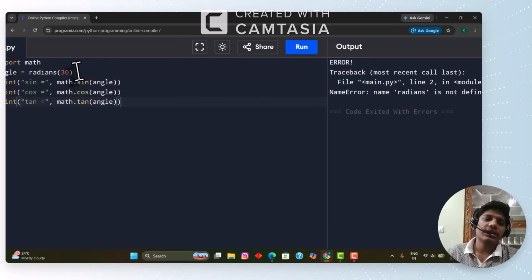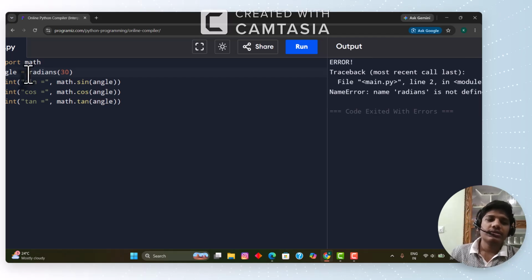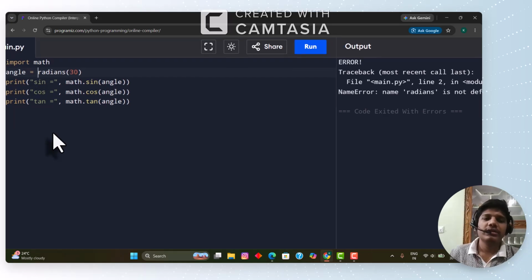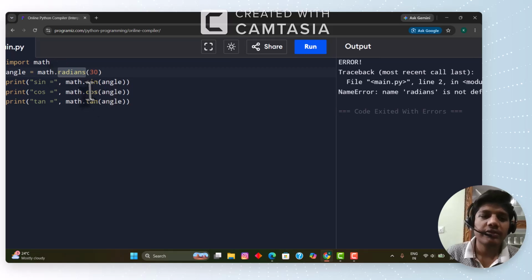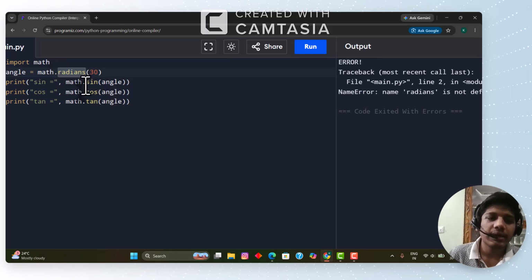So it assumes it is a variable. This radians is no longer a function. It becomes a variable, and for that variable you didn't give any value. That is the reason math dot is important. Without math dot, it is never treated like a function. If you remove math dot here, sine will be a normal variable. When you add math dot, sine will be a function.